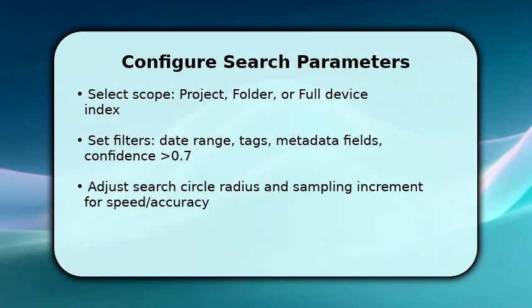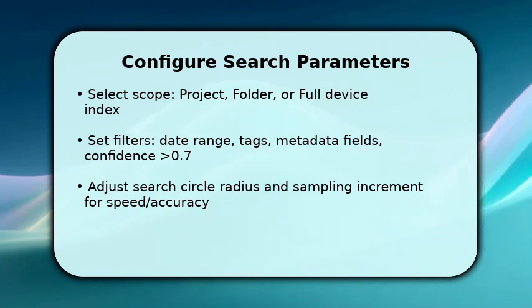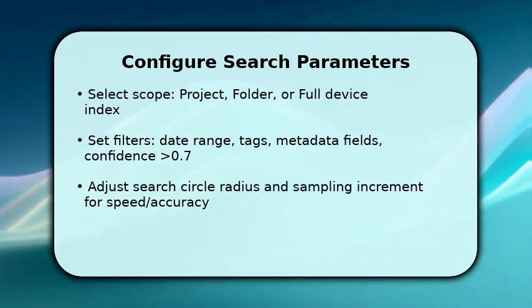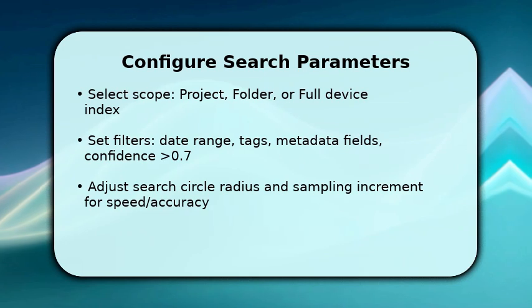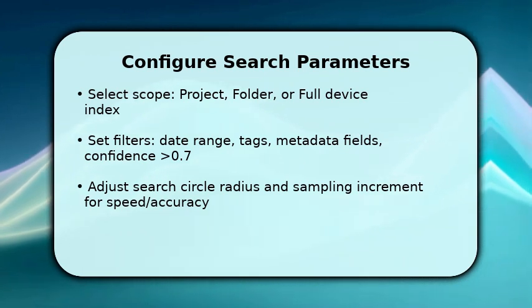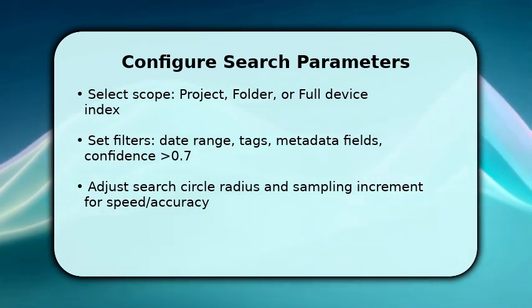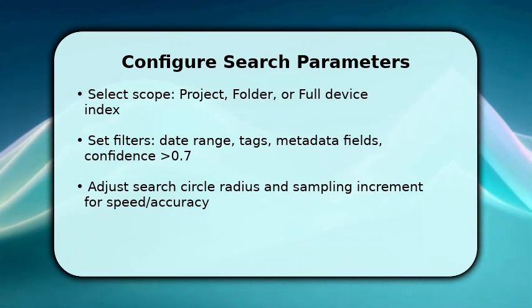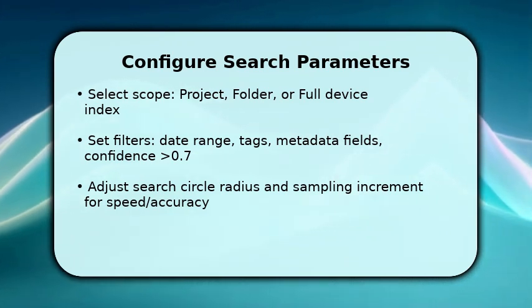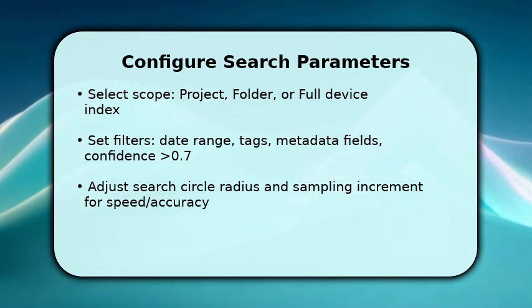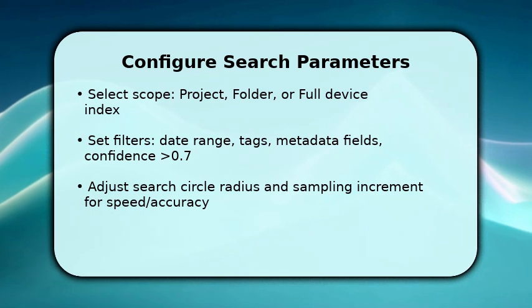You now configure the search scope and filters to narrow results effectively. First, choose project, folder, or full device index depending on how broad you want the query. Smaller scope returns faster. Next, set filters like date range, tags, metadata fields, and raise confidence threshold to 0.7 or higher to reduce false hits.